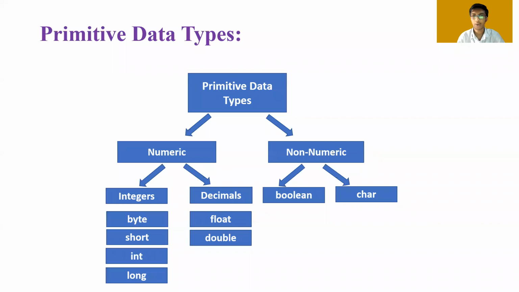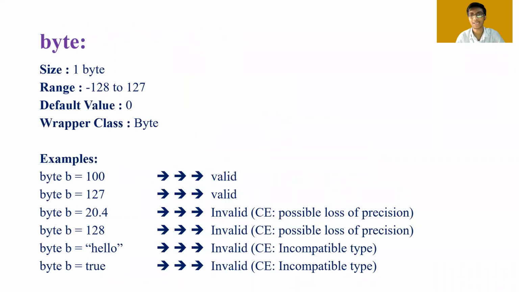Now we will start with the byte data type. The byte data type takes 1 byte of memory, and the range is minus 128 to 127, so the maximum value is 127. The default value is 0, and a wrapper class is there to support various operations on the data that we store in the memory. The wrapper class name is Byte. Now let's see these examples.